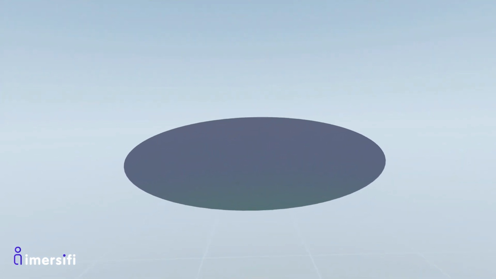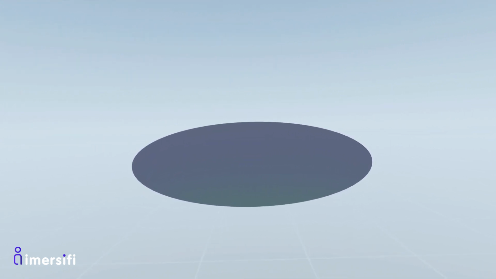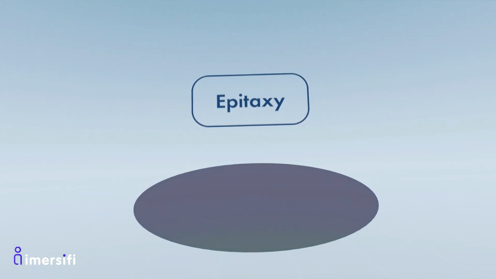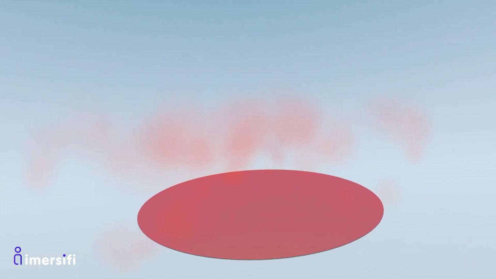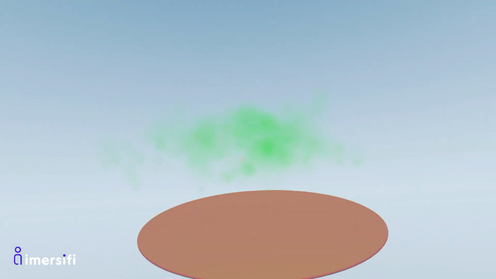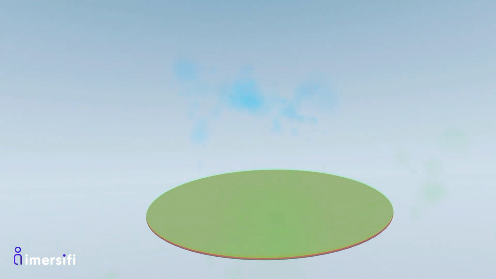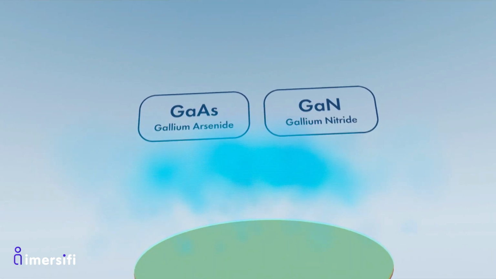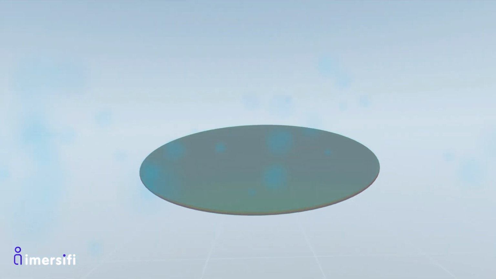To make compound semiconductors, we have to grow even thinner layers of more exotic semiconductor materials on top of the wafer substrates. This process is called epitaxy. Each epitaxial layer can be just a few atoms thick, with some devices requiring up to 100 different layers. Compound semiconductors can be grown on silicon wafer substrates or on substrates made from compound semiconductor materials themselves, like gallium arsenide or gallium nitride. The epitaxial wafers can then be processed into devices.